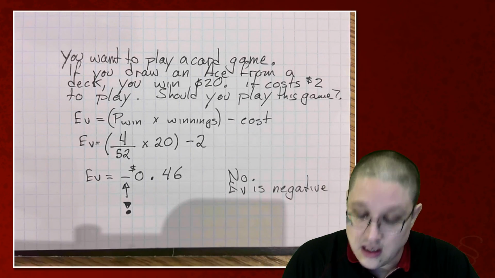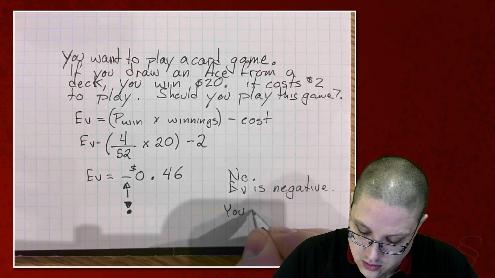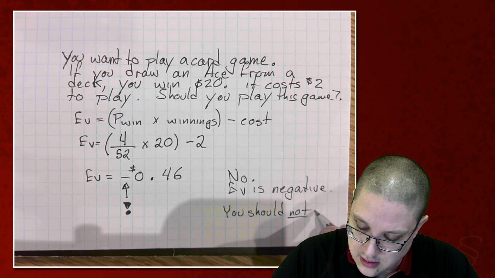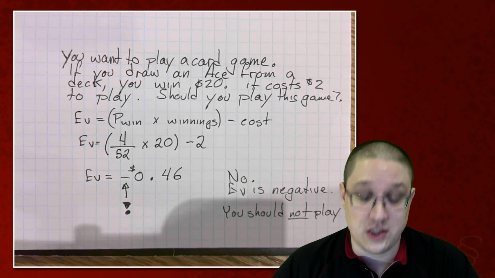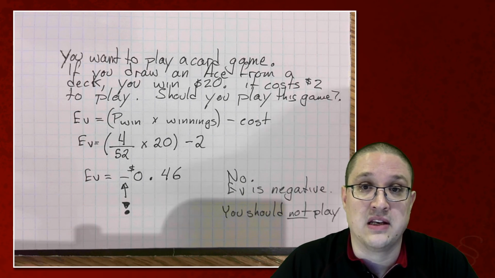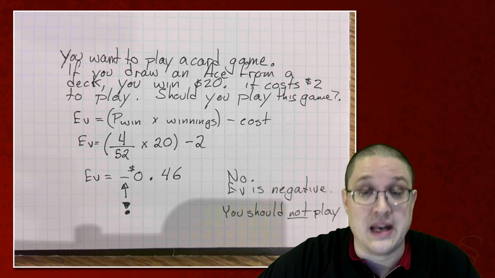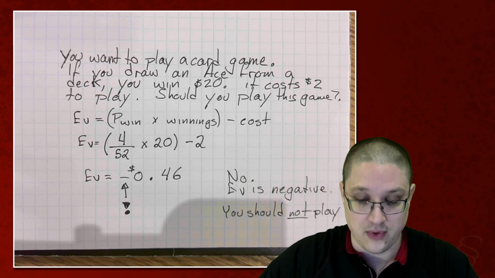Based on this, I should not play the game. So you should not play. Now, please notice when you're answering a question like this, you need to refer to the expected value being negative. That's important. This means you're going to lose money. You need to refer to that somehow when you're answering a question like this.